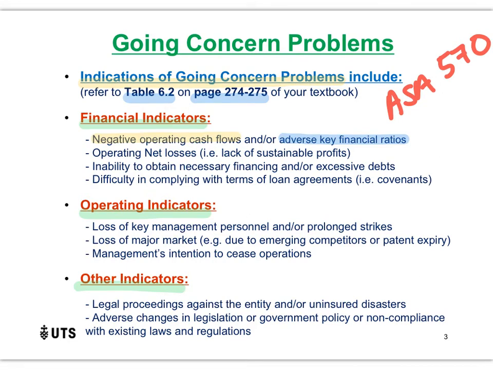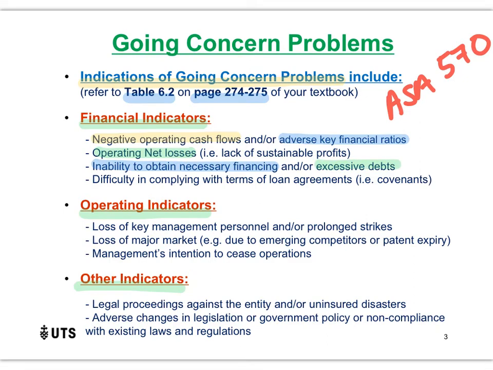From a profit perspective, another indicator might be if they're not making profit, but rather they're making losses. Consistent, continuous losses, period after period, is a really big indicator that things might not be okay. In addition to that, if the business has a lot of debt, or they're unable to get necessary financing, that may really impact on their ability to keep on operating. So inability to obtain financing, or if they have a lot of debt.